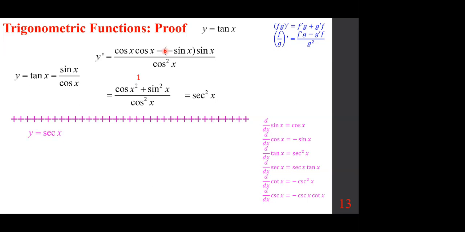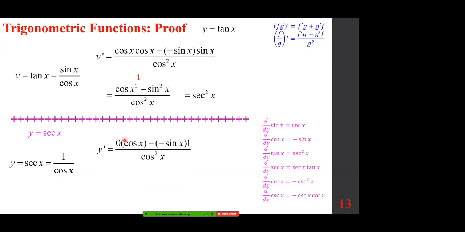We said the derivative of secant is secant x tan x. We said that. Let's look at the proof. How do you prove that? Well, secant is 1 over cosine, isn't it? We are going to use the quotient rule on that: f prime g minus g prime f over g squared. The derivative of the top is 0 times cosine x, minus the derivative of the bottom, which is negative sine x, times 1, over the bottom squared.